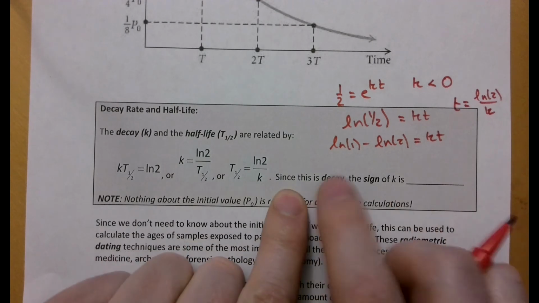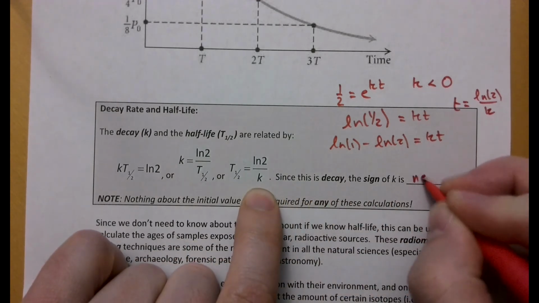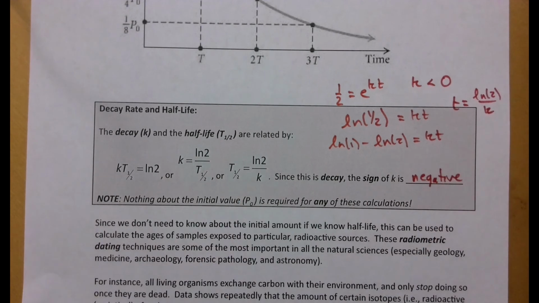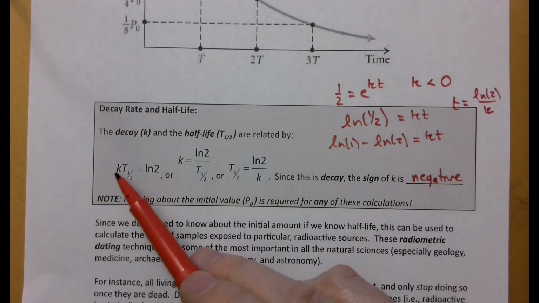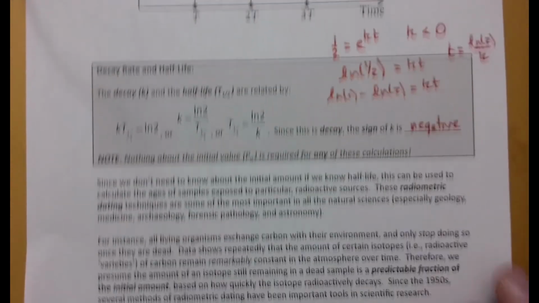Since this is decay, whatever value we're going to get for K is negative. And that's going to work everything out. So we don't even care about the initial value on these things. All we need to know is either the rate at which things are decaying or the length of time we want to look for. So we'll do one more problem looking at this.